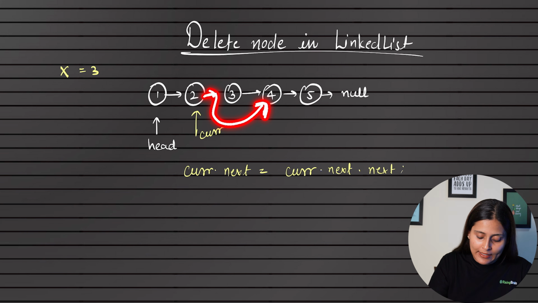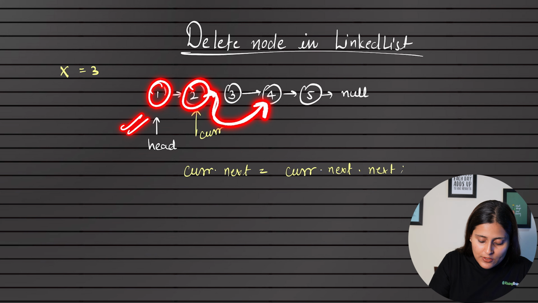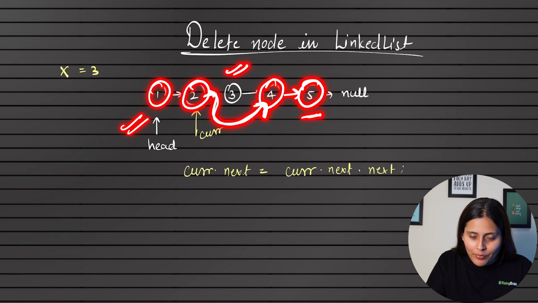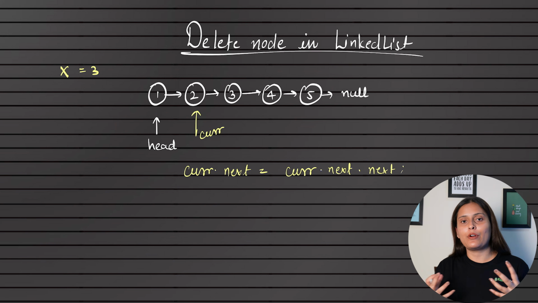So automatically now when you send head 1, 2, 2 has saved the address for 4 and 4 has saved the address for 5. So now even though 3 is present there, in the linked list it won't get read, and automatically it will be deleted by the help of garbage collector.